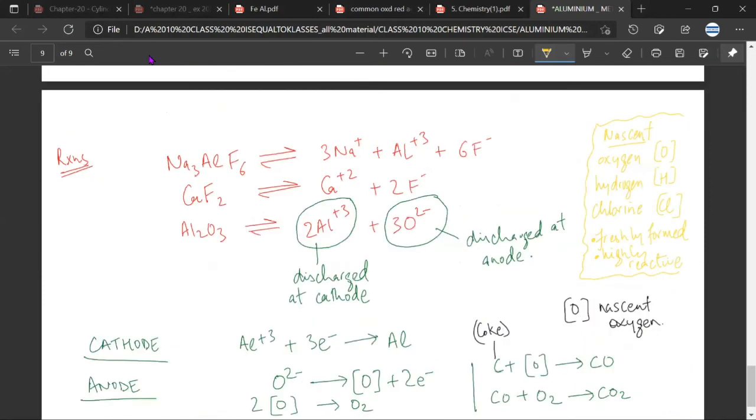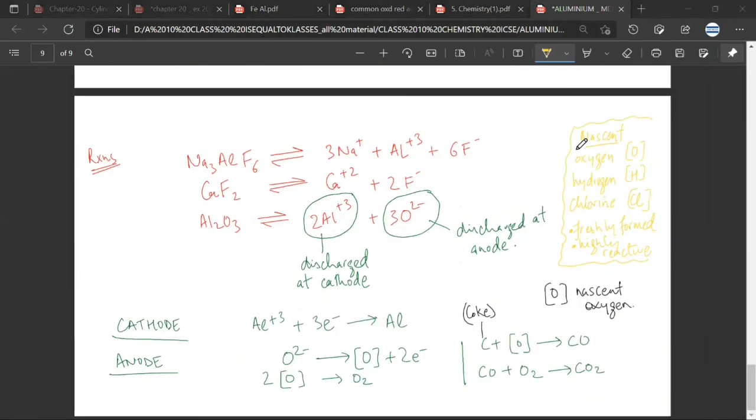Okay. Now finally, these are the reactions that you need to remember, which will be happening in the electrolysis part. The first is the decomposition of cryolite. The second is the decomposition of fluorspar. The third is the decomposition of alumina. Now the decomposition is pretty simple. You have 3 Na+, 1 Al, 6 F, 1 Ca, 2 fluorine, 2 aluminium ions, 3 oxygen ions. So the decomposition reaction is pretty simple.